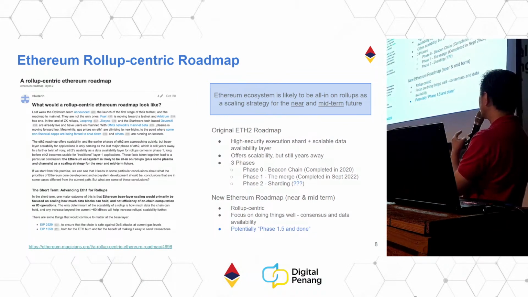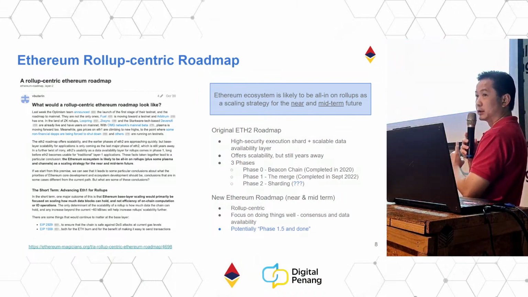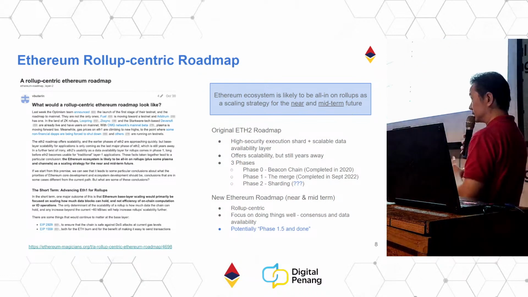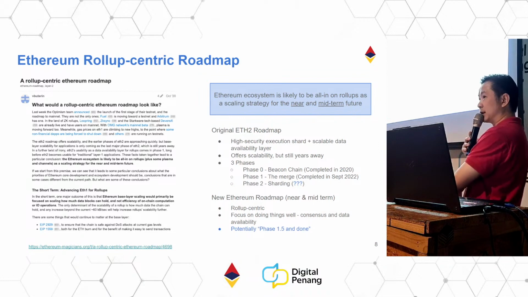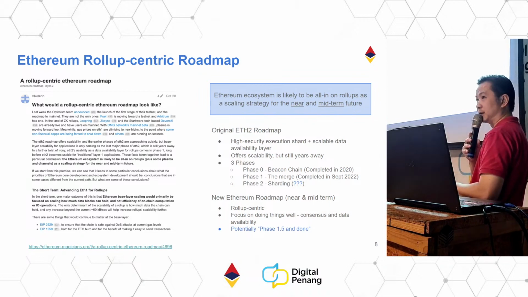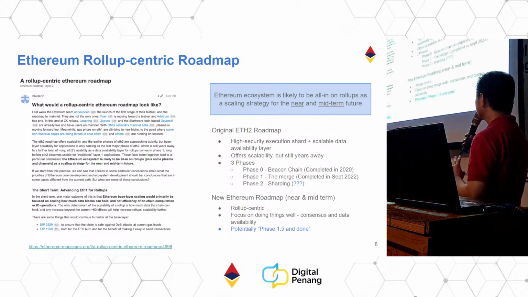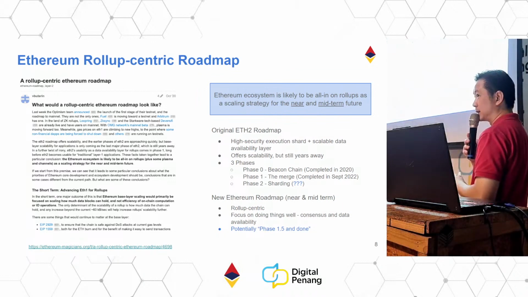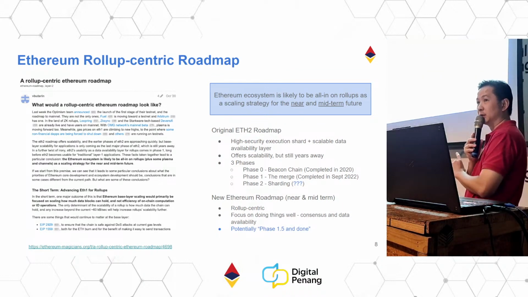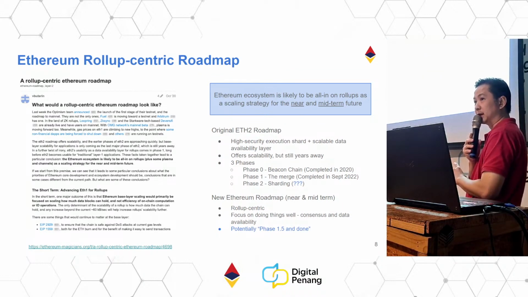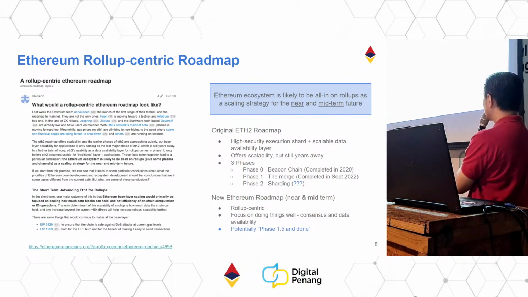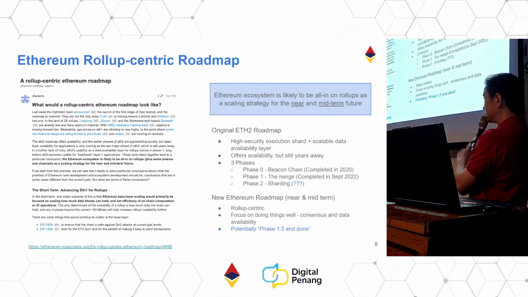Phase 0 and phase 1 are done. Phase 0 is the beacon chain. Phase 1 is the merge. The merge is when we actually change from proof of work to proof of stake, right? And phase 2 is about sharding. So this sharding is the one that is going to bring the scalability that Ethereum needed. But it's years away. So we are making a detour.